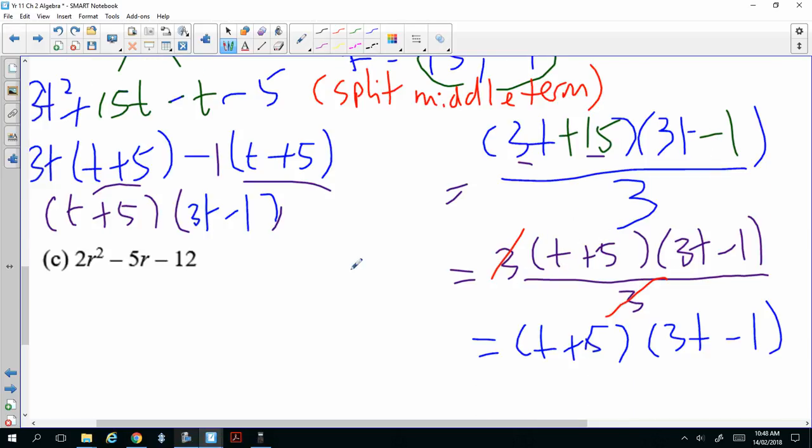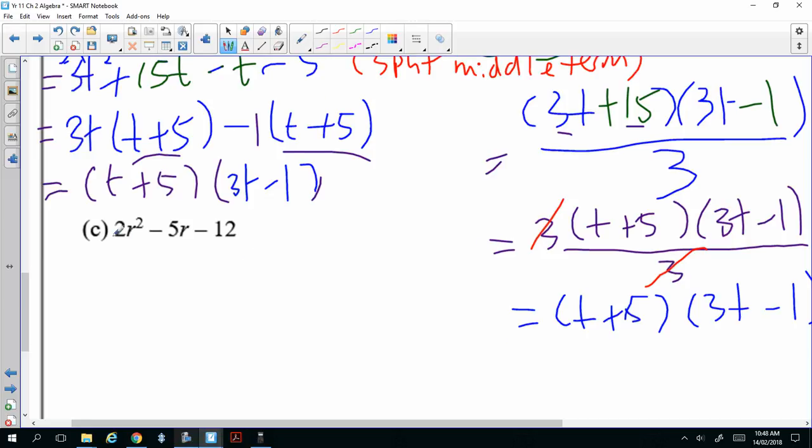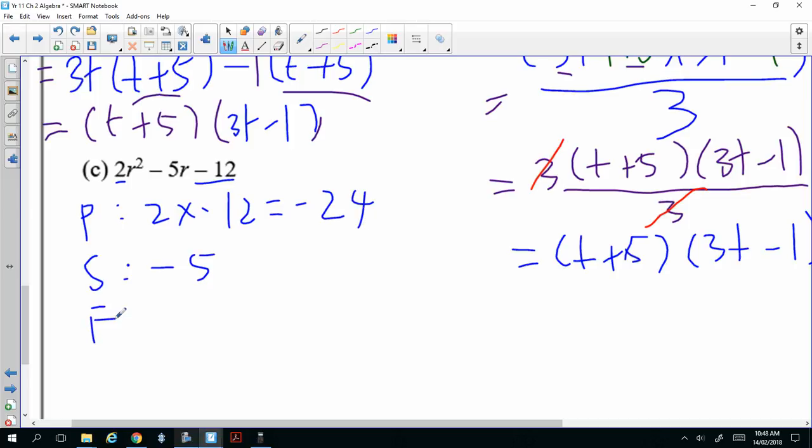Okay, any questions? Good. All right, part C, what do I do? I always check, can you take a common factor out? No, you can't. You can't turn it into monic, so you have to do it like that. So you have to write PSF, so P is, make sure you times 2 and negative 12 together, which is negative 24. Sum is negative 5, and the factors are, this one's a bit tricky, so you may have to write a few factors out and check which one works.